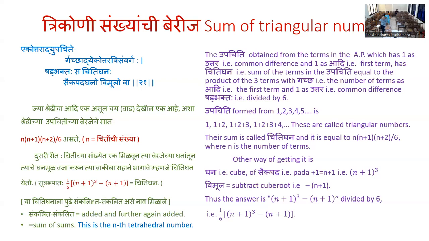n triangular numbers, and the formula for that was obtained in two ways. One is n into n plus 1 into n plus 2 divided by 6. Another is 1 by 6 into n plus 1 cube minus n plus 1. So this is one formula and this is another formula. Both these formulae are given in verse 21 of Ganitapada.